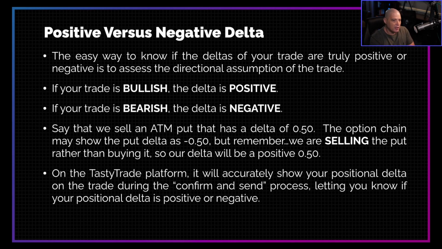So let's say that we sell an at the money put. At the money means the put that is closest to the underlying stock price. That is typically right around the 50 delta mark. So if I sell an at the money put, I'm selling a 50 delta put. So the option chain, of course, is going to say that the put has a delta of negative 50, right? But remember, I'm selling the put. Selling the put, that's a bullish trade. So what is the real delta on the trade? The positional delta of that trade is actually a positive 50. And again, on the TASTYTRADE platform, it's going to accurately show that positional delta on the trade during the confirm and send process when you're about to enter the trade.